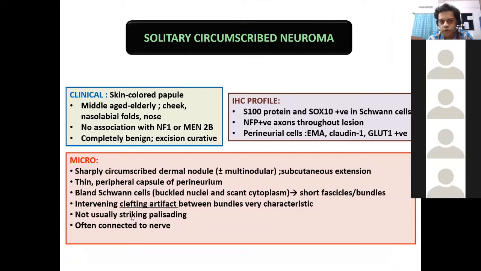About the IHC, you don't really need an IHC, but if you want to do it, you will do the usual markers for this peripheral nerve sheath family, S100 protein, SOX10, which will show that these cells are positive. There is also a layer of perineurial cells which are forming the capsule-like structure. Those will stain with EMA, epithelial membrane antigen, which is one of the markers for this perineurial cell group. And often, if you are lucky, sometimes you will get a nerve twig which is connected to this particular tumor.